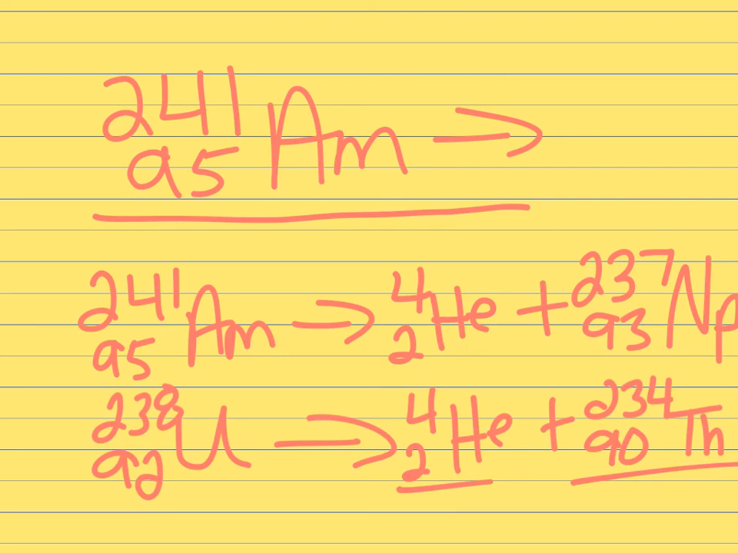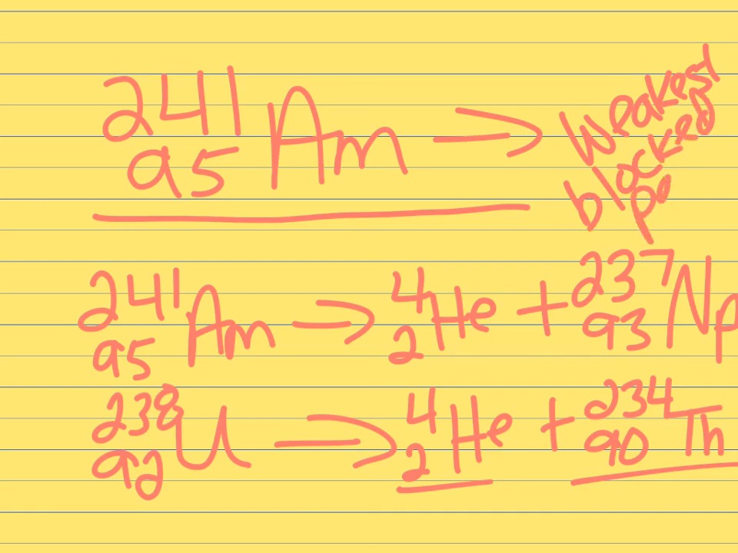These are the weakest of the nuclear decay, and it can be blocked by a piece of paper. So think piece of paper in the background here. There's a reason I use this one. All right, that's your alpha decay. Look for your next video for your beta decays.